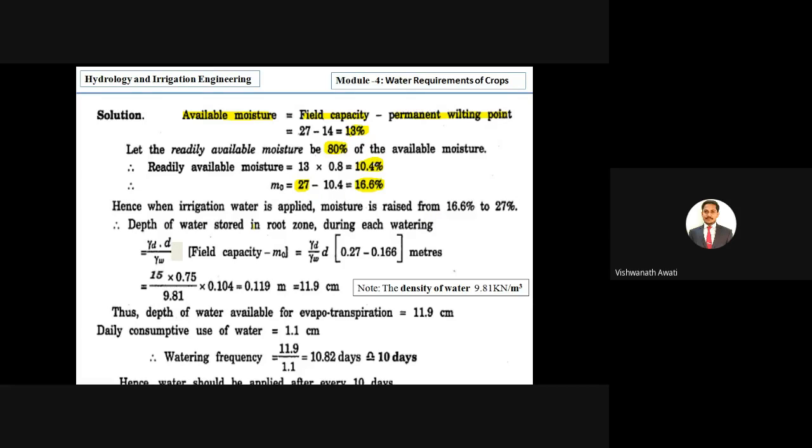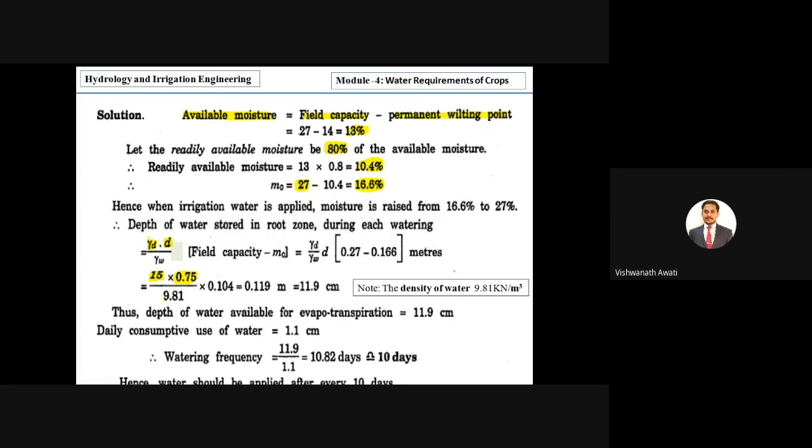The depth of water stored in the root zone during each watering is dW. So dW is equal to, as the second formula, gamma_d into D into (field capacity minus MO) by gamma_w. Then we have to substitute the values. Gamma_d is the dry unit weight of soil, which is given as 15 kilonewton per meter cube. Then D is given as 75 centimeter, converted to meter it is 0.75.